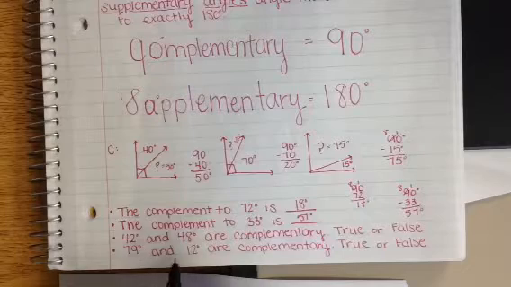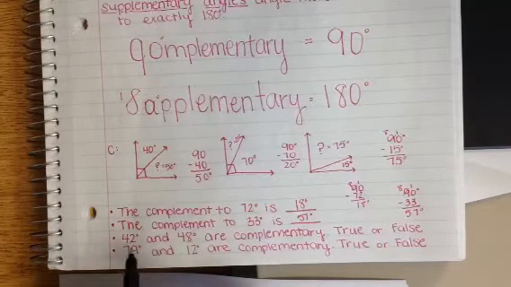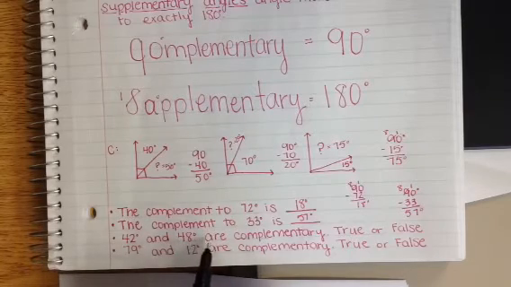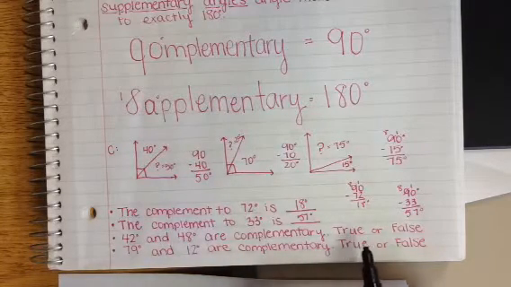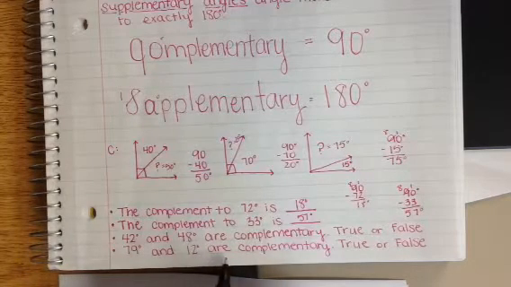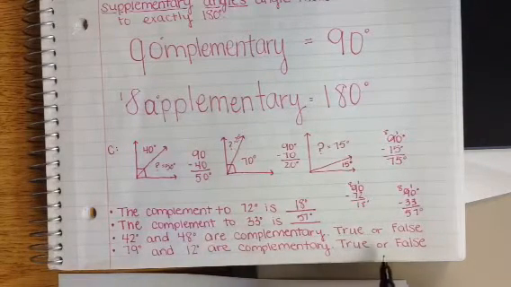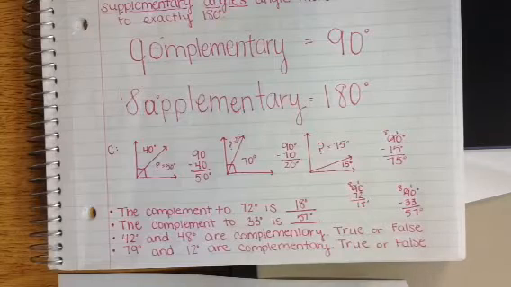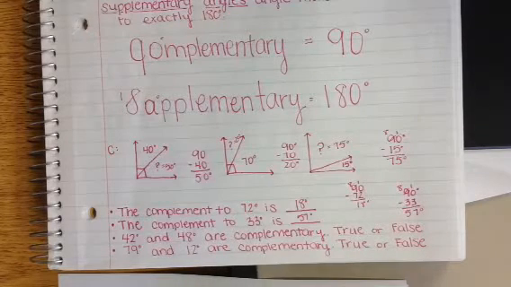I would like for you to copy these last two down and solve them on your own. 42 degrees and 48 degrees are complementary, true or false? 79 degrees and 12 degrees are complementary, true or false? Press play when you have solved those equations.